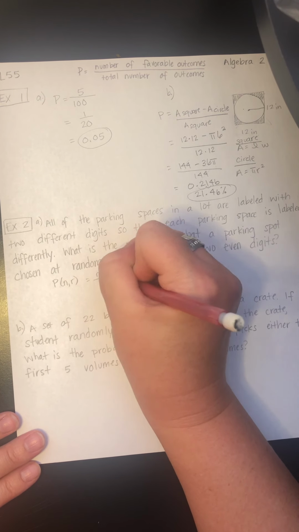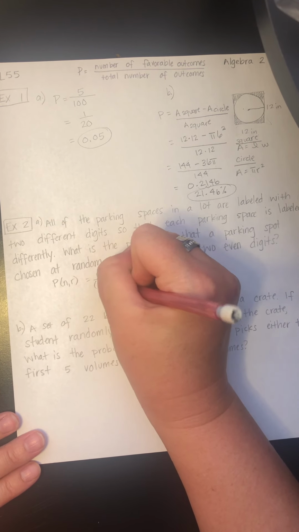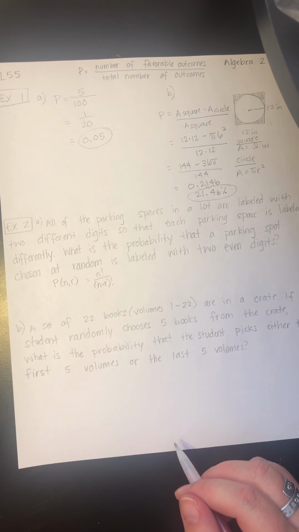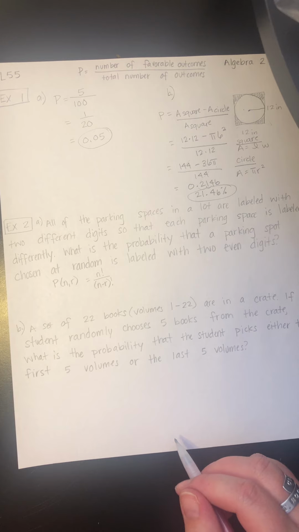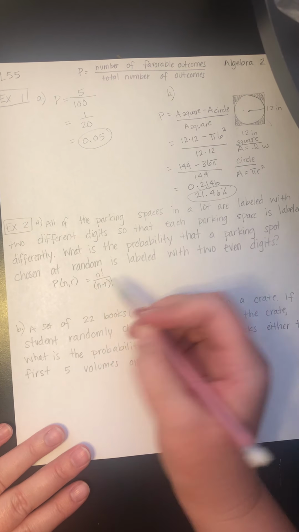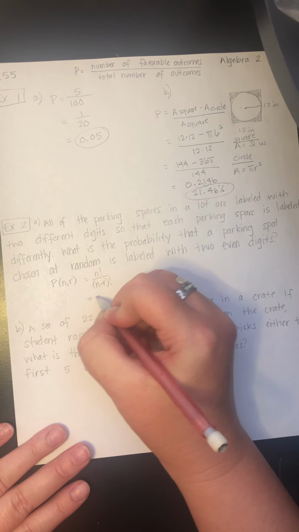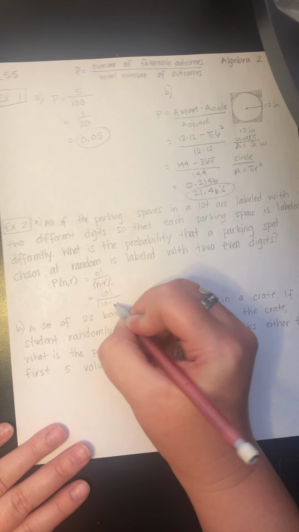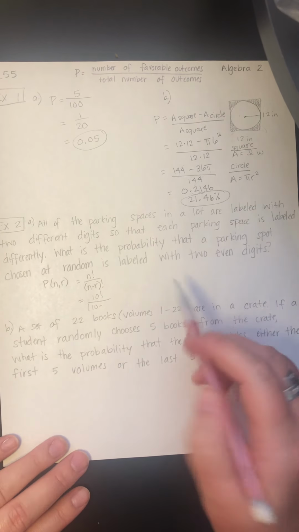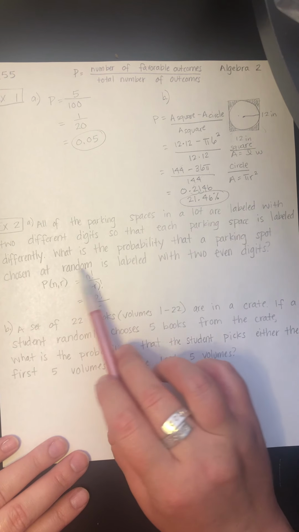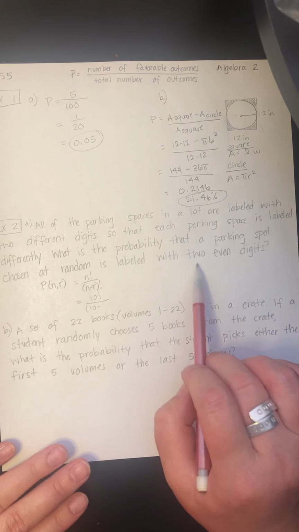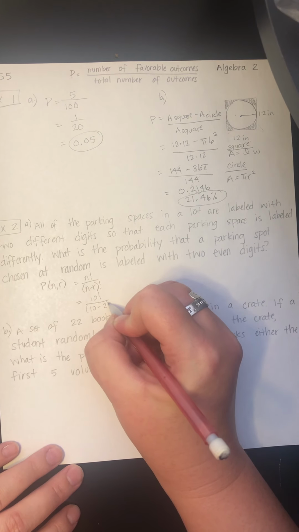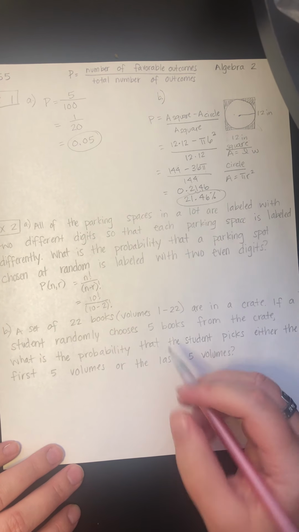N factorial over n minus r factorial. But first we have to figure out what n and r are. So n right here is 10, and r, we want to find out what's the probability that a parking spot chosen at random is labeled with 2 even digits. R is going to be 2, the number of objects.